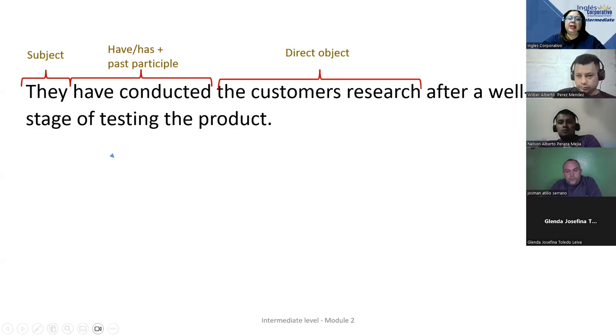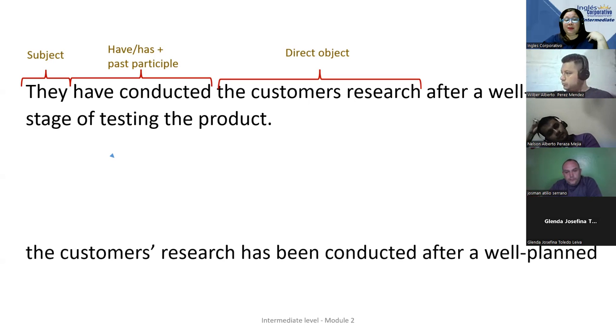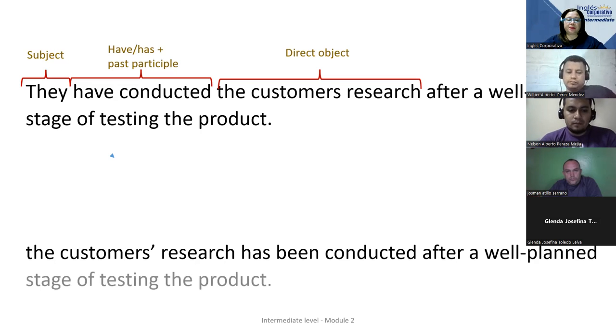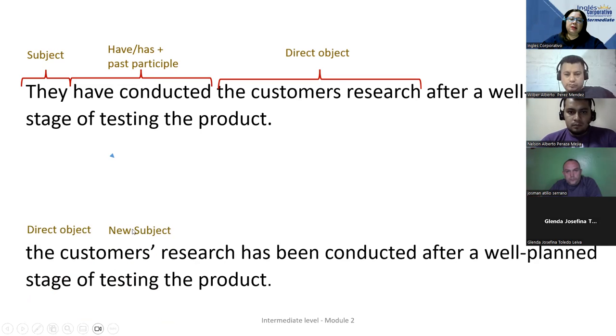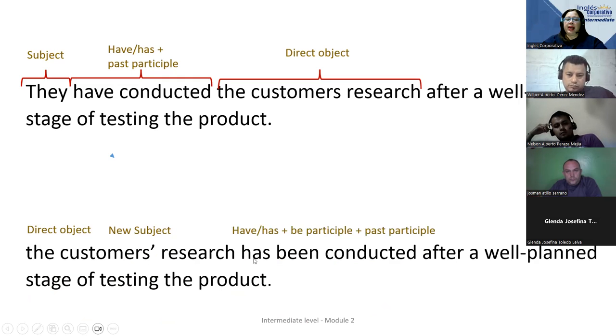What should we do? We need to take the direct object as our new subject, okay? So it will be like this, right? The customer's research, well, actually I didn't add the apostrophe in the last one, but in this one it has it. The customer's research, that's the direct object. Then I have to add the be in the past participle form, right? And I add the complement as it is, after a well-planned stage of testing the product, okay? So let's say that direct object is our new subject over here, the customer's research. Then we have the passive voice formed by the verb be.